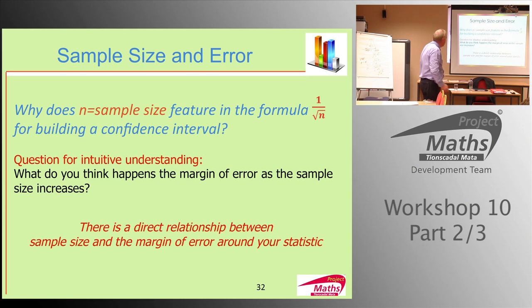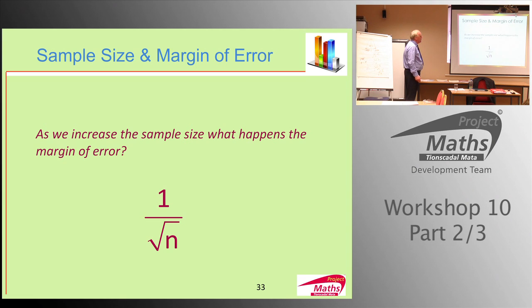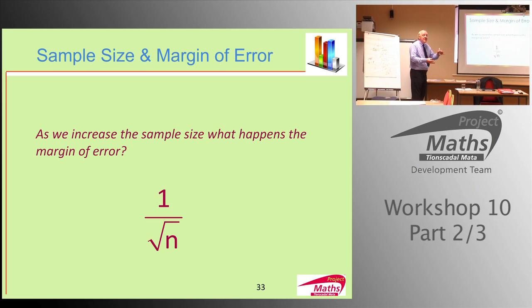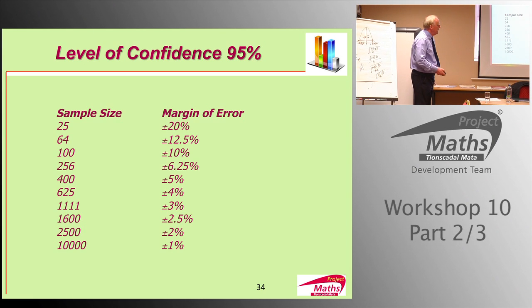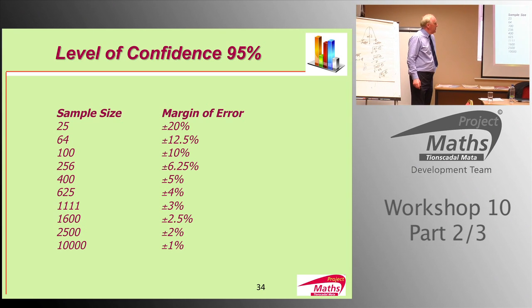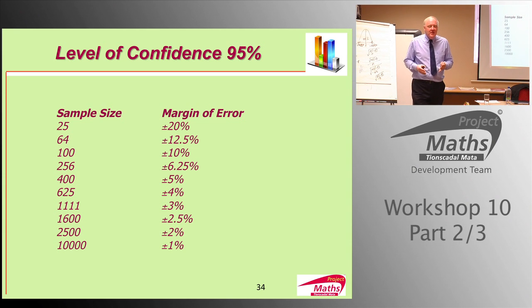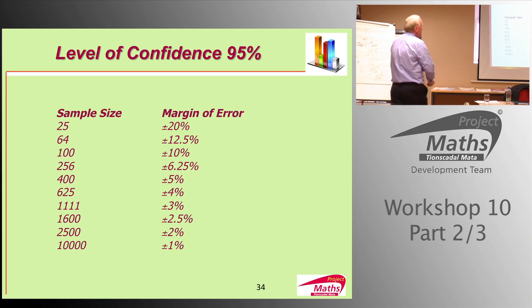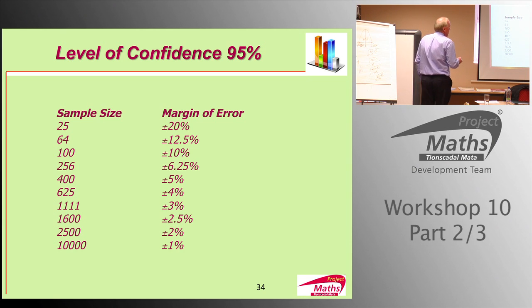Okay, so we'll just say there is a direct relationship between sample size and the margin of error around your statistic. As we increase the sample size, what happens to the margin of error? It gets smaller. Now let's look at different sample sizes. Remember, our confidence is always, it's inbuilt, 95%, okay?